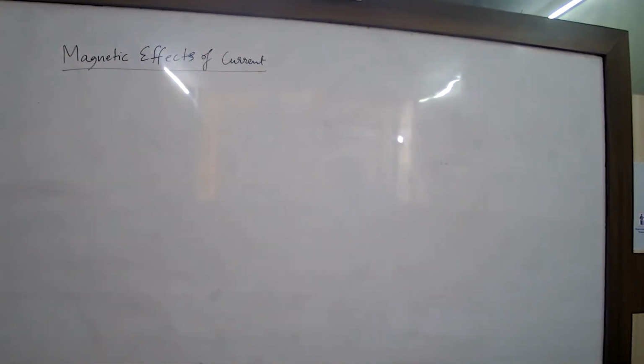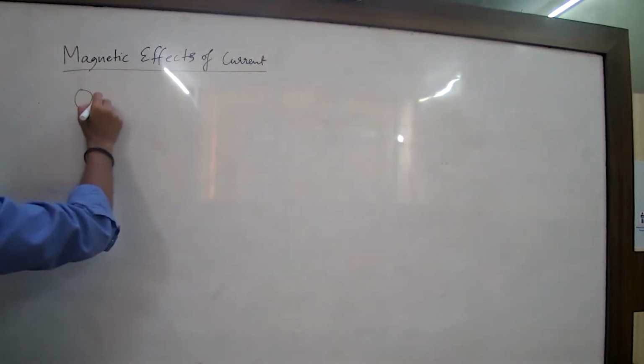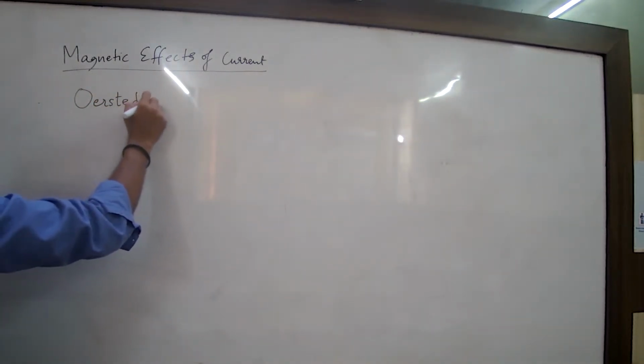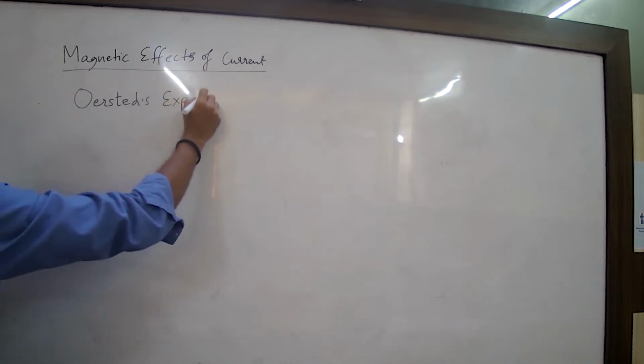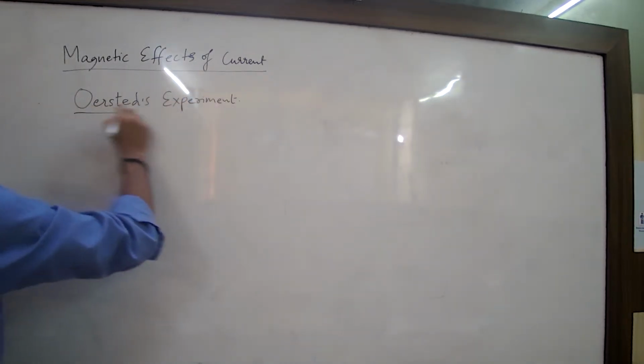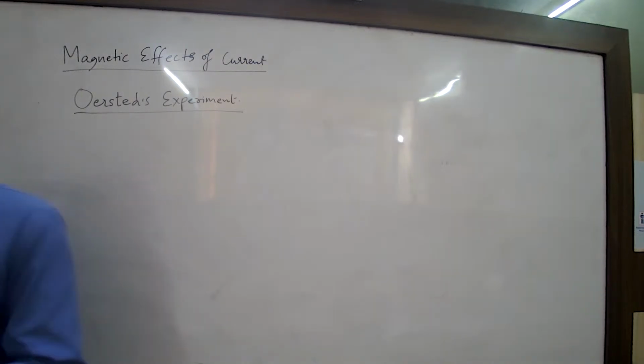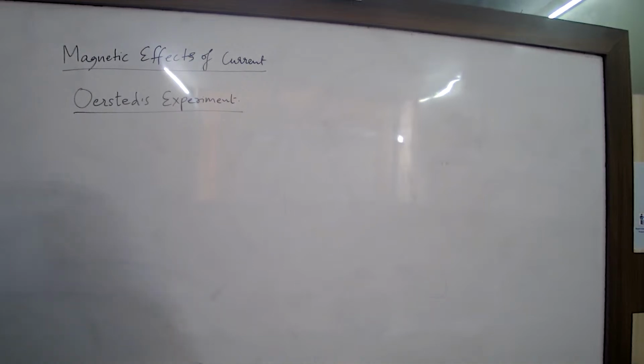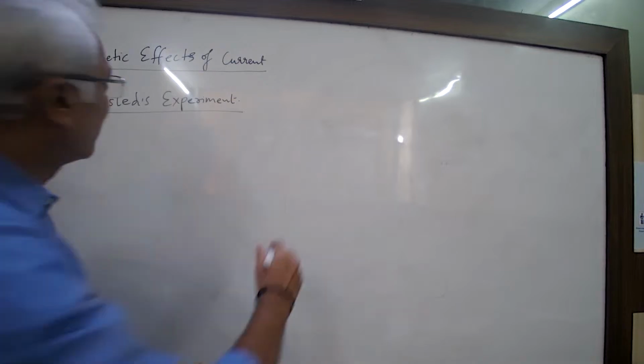Silence, everyone. We are starting a new chapter, which is magnetic effects of current. The first topic is Oersted's experiment. Before that, I think you're familiar with magnets. All of you are familiar with magnets? So let us quickly revise the properties of a magnet.